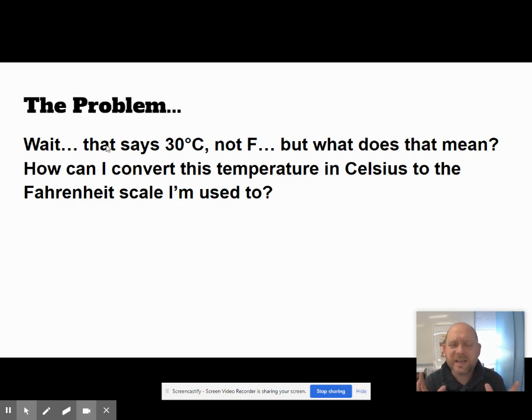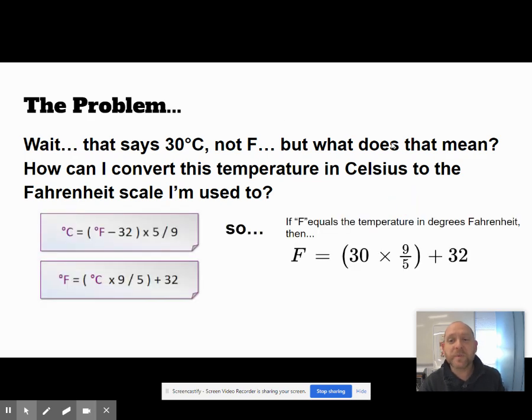This is 30 degrees, and it's got a little C by it. And I know enough of science to know that that means degrees Celsius, not the F, which is Fahrenheit, which is what I'm used to. But what does that mean? How do I convert the temperature in Celsius to the Fahrenheit scale that I'm used to so I can understand the temperature difference? Well, here we go.